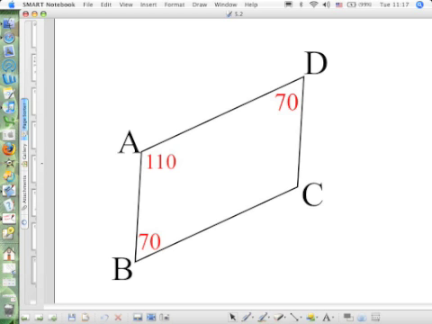Scott? Both of the consecutive angles are supplementary. So 110 plus the other angle is 180. So on the bottom it's 70 plus 110. Supplements of congruent angles are congruent.